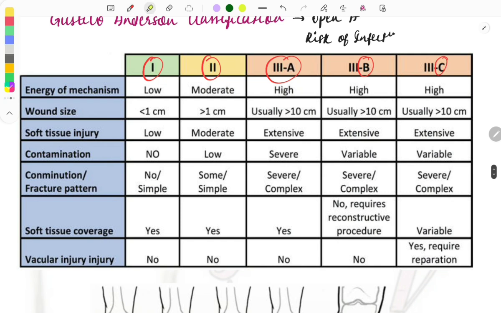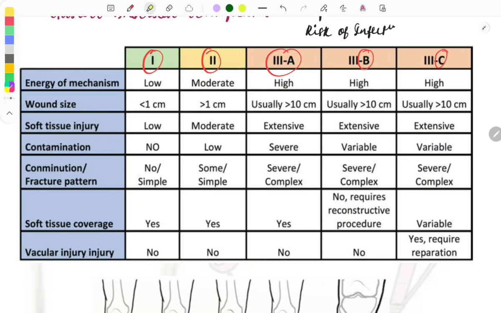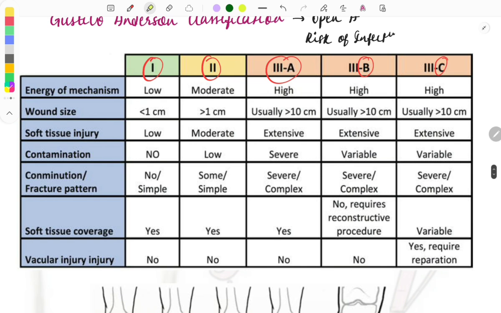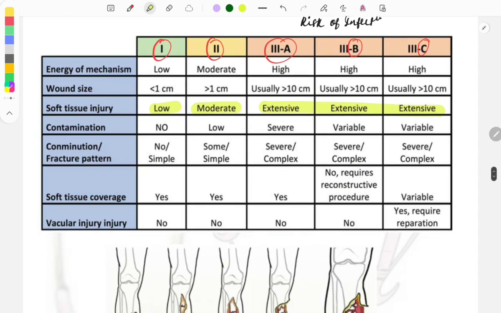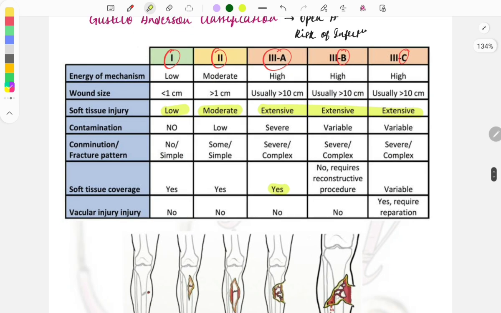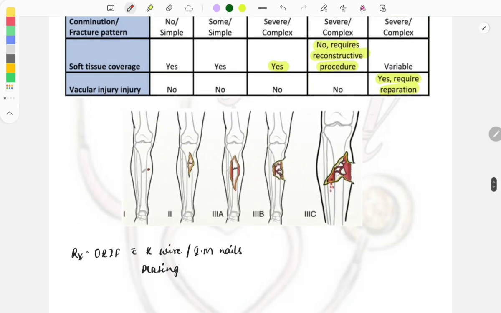Now what we will be looking at in this classification is the soft tissue injuries. In type 1 it is low, in 2 it is moderate, and 3 is classified as extensive. Meaning 3 means extensive. And how do you classify it into A, B, C? It is based on the tissues involved. If only the upper layer of the soft tissue is involved, then it will be 3A. If the wound is penetrating inside the soft tissue, then it will be 3B. And if the vessels are injured, if vascular injury is present, then it will be 3C. Okay, so it is simple.